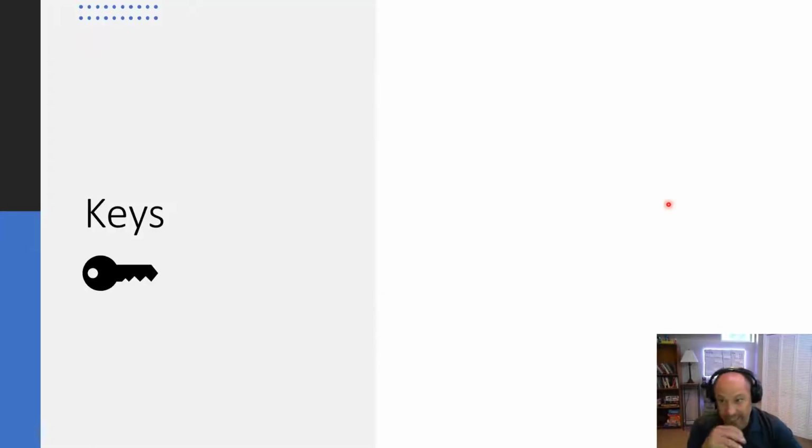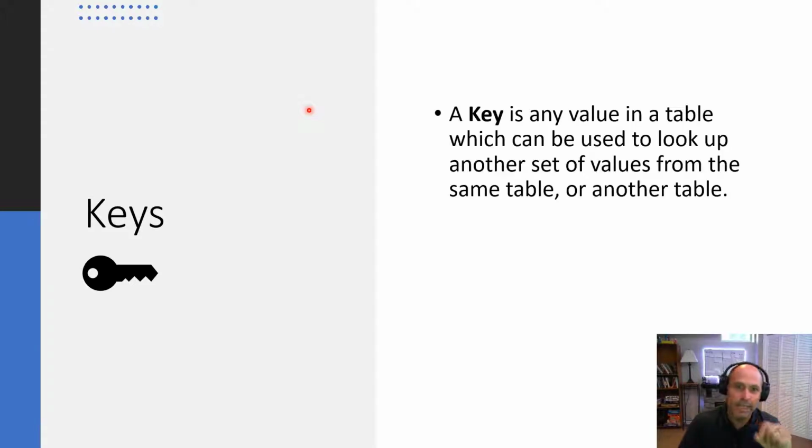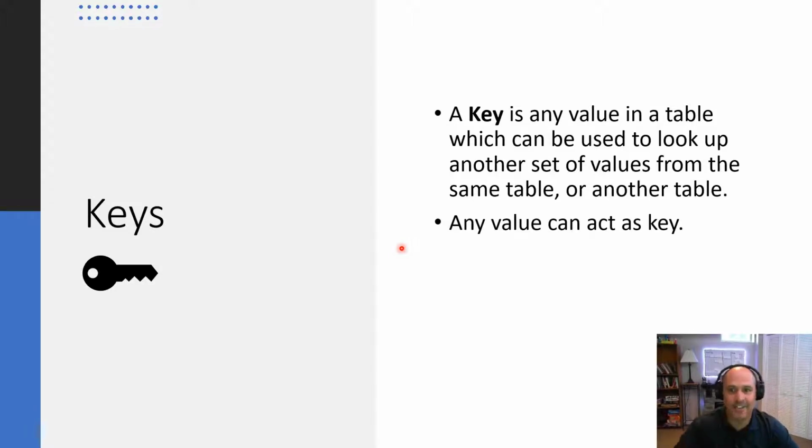So let's talk about keys now. We learned about one key already, the primary key, and the primary key is a constraint on the table that guarantees that the values will be unique for the columns you selected. It's a way to enforce entity integrity. A key in any table is any value in a table which can be used to look up another set of values in that table or in another table. Any value can act as a key.